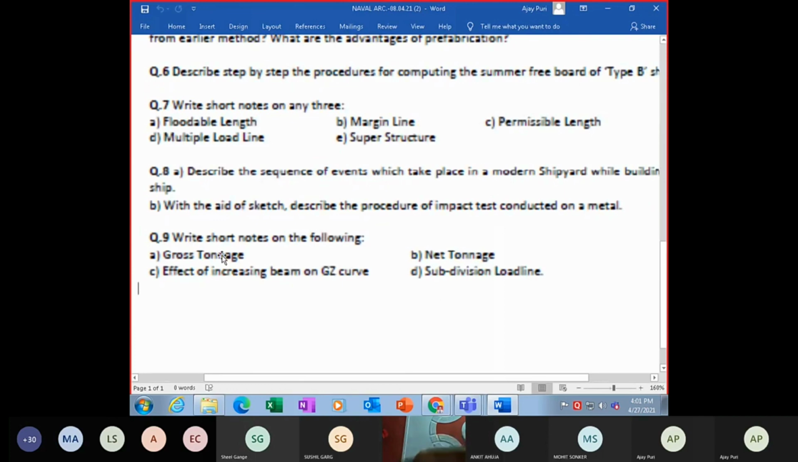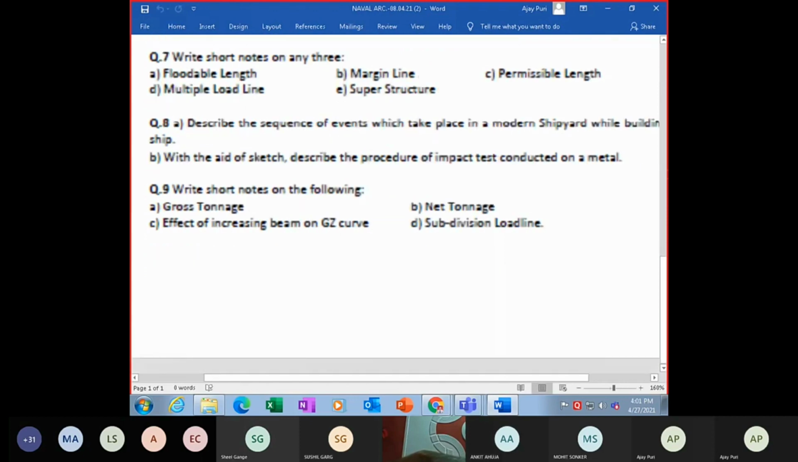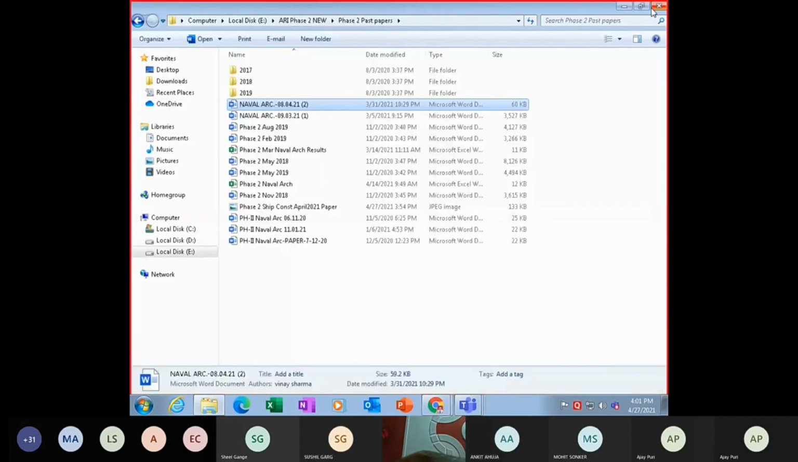Then you have to write gross tonnage and net tonnage. Now in this paper, guys, they had written gross registered tonnage and net registered tonnage. That was 0. So you have to write about gross tonnage and net tonnage with the formula. And then about subdivision load line. So, not a very difficult paper.